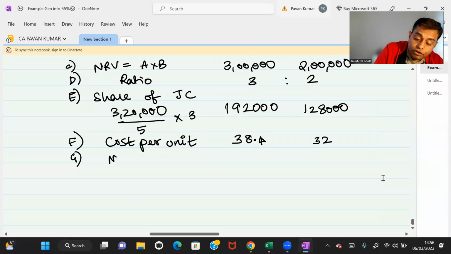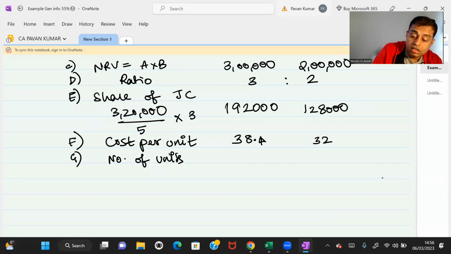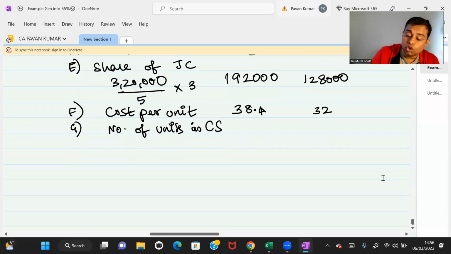G, number of units in closing stock. Closing stock units they have given in the question. Can you tell me what is the closing stock units? Is it 250, 100?